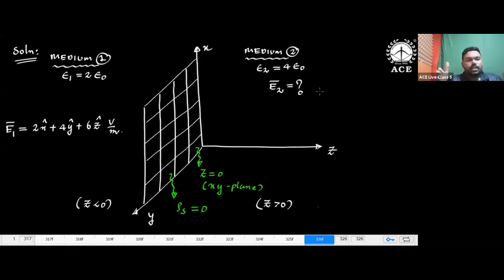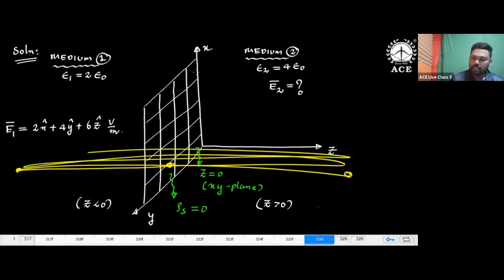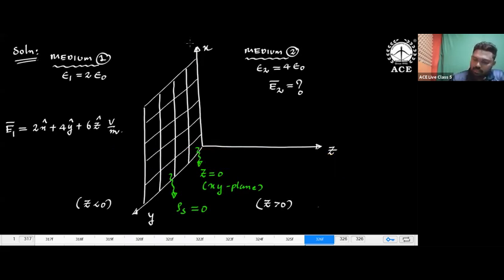Here z is equal to 0 plane. It is the xy plane, isn't it? X and y are tangentials and z is the normal. Here z is minus infinite, here z is equal to 0, here z is equal to plus infinite. X and y are tangentials and z is normal to the interface. In a simple way, you can remember whichever is constant, that itself is the normal and the remaining are the tangential components. So you need to identify the tangential and normal components first, because the boundary conditions are defined for tangential and normal components.